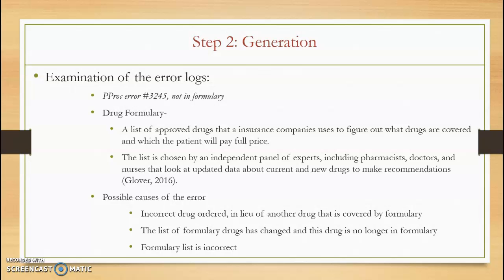So just like with the scheduled classes of drugs, one needs to examine the possible causes. One is that the incorrect drug was ordered instead of an in-formulary option. The drug used to be in formulary, but the panel of experts have changed the list and it's no longer covered. Or finally, the correct drug was ordered and it should be in formulary, but the list is incorrect and the drug is miscategorized as a non-formulary.